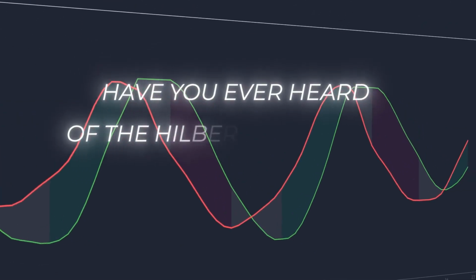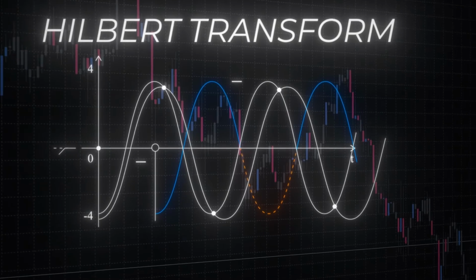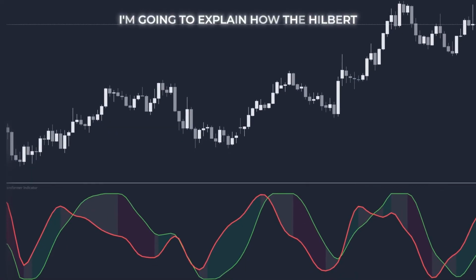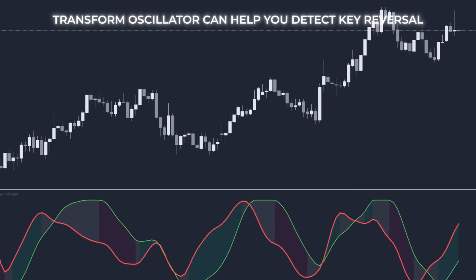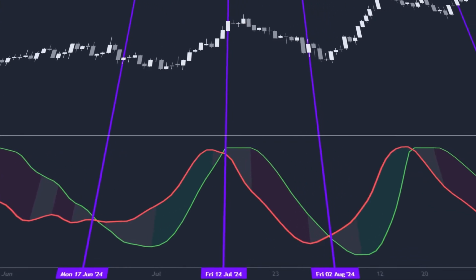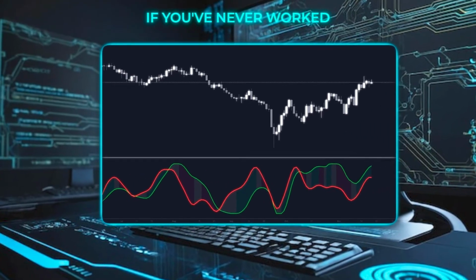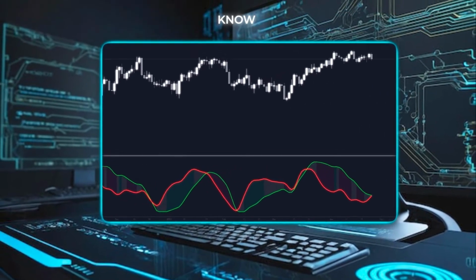Have you heard of the Hilbert transform? It's an advanced mathematical tool that some traders use to identify hidden market cycles. Today, I'm going to explain how the Hilbert transform oscillator can help you detect key reversal points in price, anticipate moves, and take better advantage of market cycles. If you've never worked with this indicator, stick around because I'll show you everything you need to know.